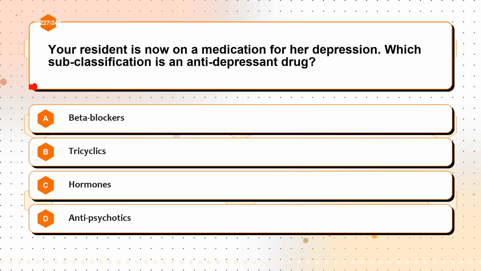Question 227. Your resident is now on a medication for her depression. Which subclassification is an antidepressant drug? Here are the options. Option A, beta blockers. Option B, tricyclics. Option C, hormones. Option D, antipsychotics.